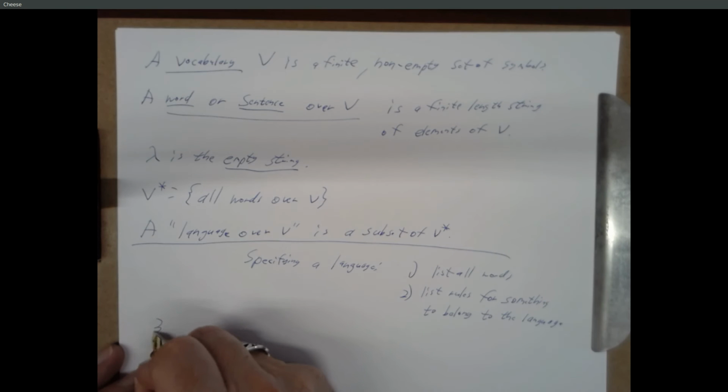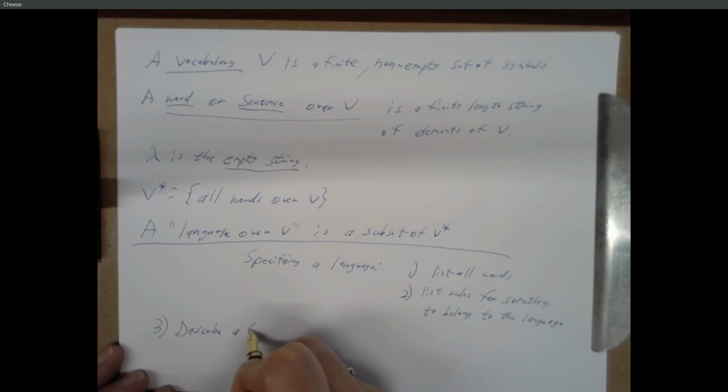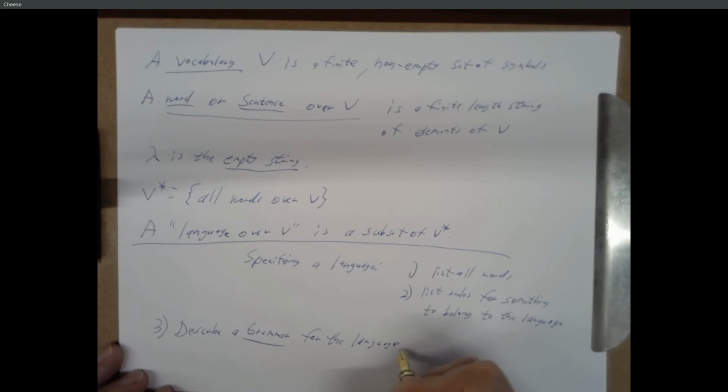So the approach we're going to take is to use a grammar. Describe a grammar for the language. And a grammar is really a set of information that tells us how to create things that are words. It's going to be a set of rules that we can use to create words.